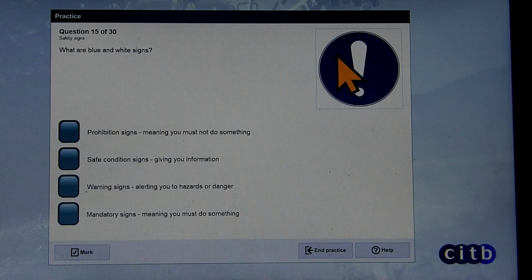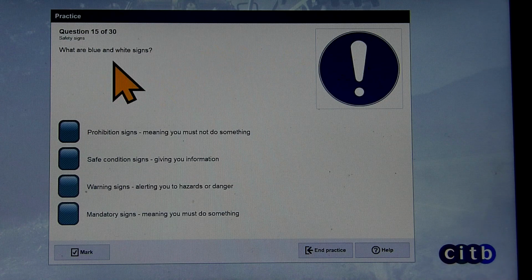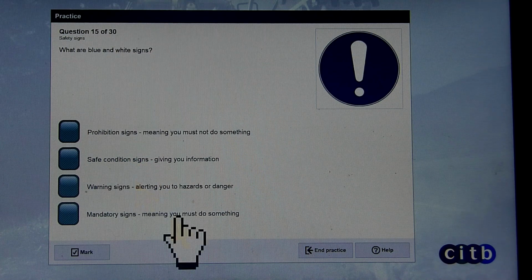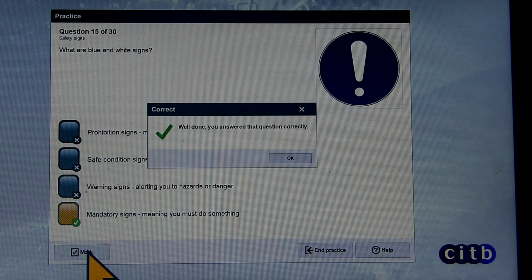What did we say this? Blue. Blues are what? Mandatory. We must do them. What are blue and white signs? Prohibition, no. Safe condition, no. Warning sign, no. Mandatory. They are mandatory, meaning you must do something.